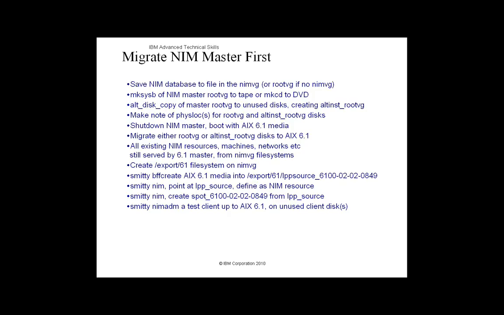Stepwise, in terms of migrating my NIM master, these are approximately the things I would probably do. I would like to save the NIM database to a file, and I'll probably save it not in my root VG, but I'll save it out in the NIM VG if I can. I typically have a separate volume group for NIM on my NIM master, and if you remember from yesterday, I have a small file system at /export/res, miscellaneous resources. I'll save the NIM database out to a file in /export/res.